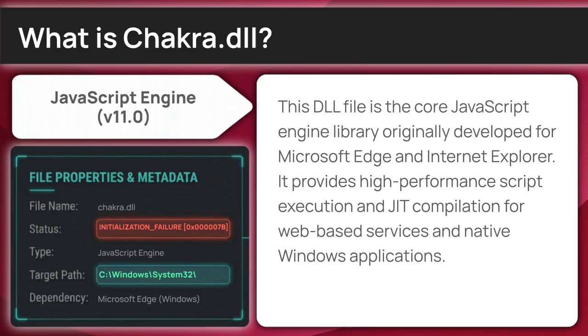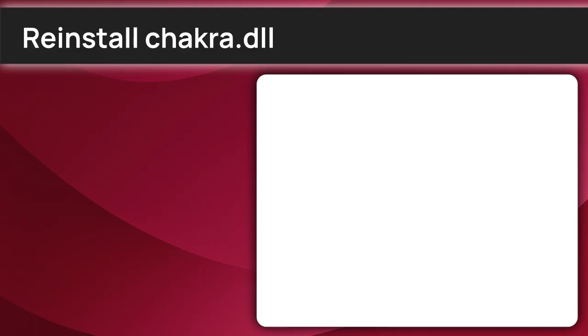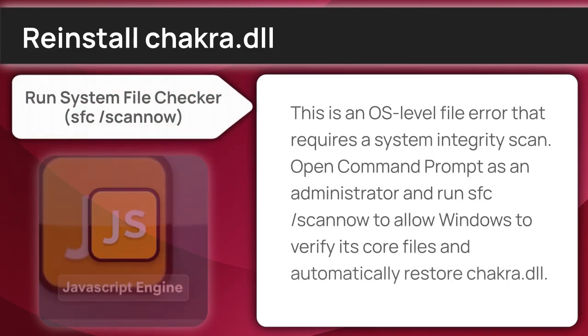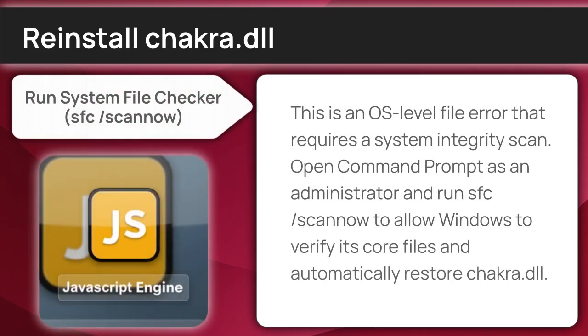Knowing the file's purpose is helpful, but now we need to physically restore it. This is a Windows integrity issue involving a protected system file. Use an administrator command prompt to run sfc /scannow and allow Windows to automatically repair files like the Chakra JavaScript Engine DLL.